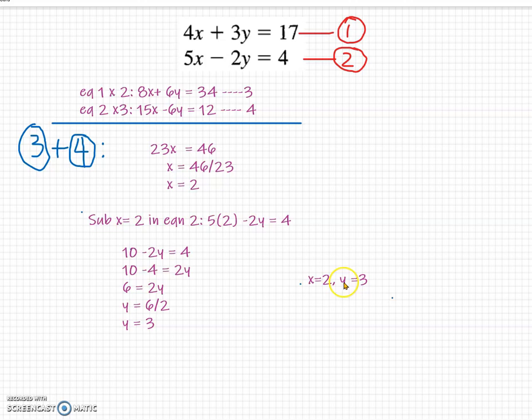As a way to double check, if you were to take x equal to 2 and y equal to 3 and put it back into equation 1, the left hand side would actually give you back 17. That is 4 times 2 plus 3 times 3. Simplify that, you'll get back the value of 17. Similarly, plug it into equation 2, you'll get back 4. That is a way to double check your answer.